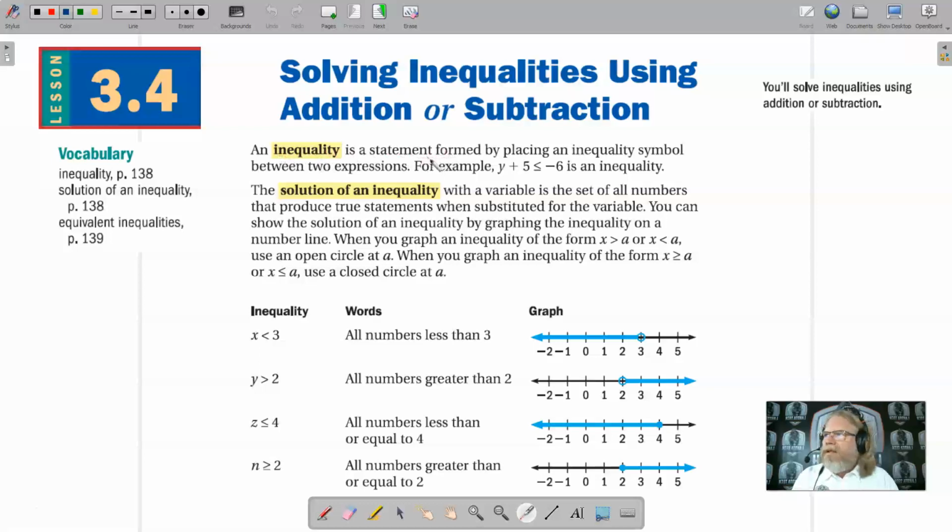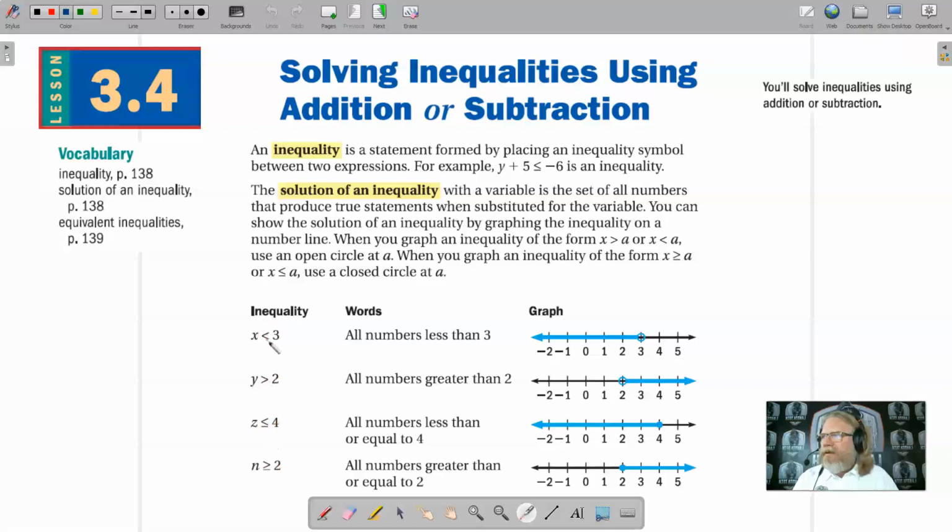An inequality is a statement. It's formed by placing an inequality symbol between two expressions. For example, y plus 5 is less than or equal to -6. This is an inequality. So this sign right here that looks like the arrow pointing left with a line under it, we read that as is less than or equal to. We see all of those signs down here in our example of inequalities.